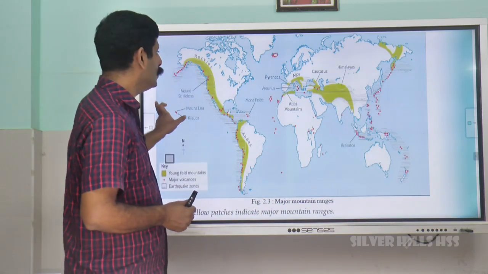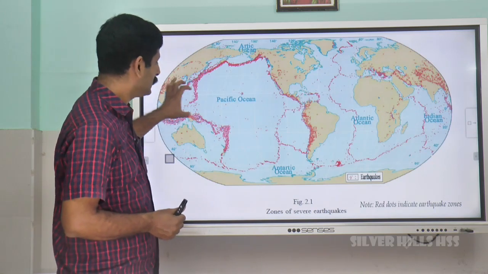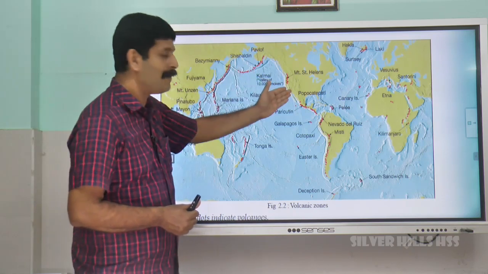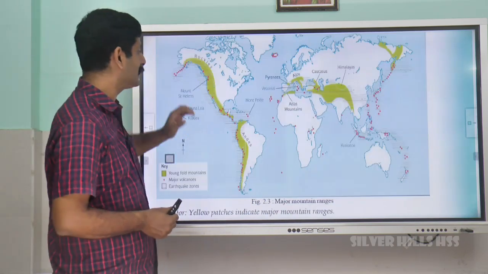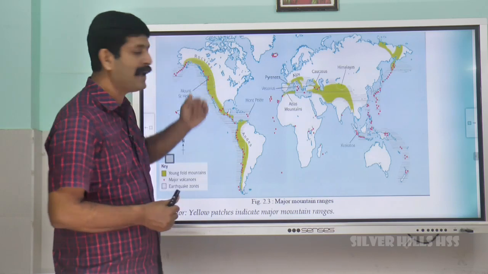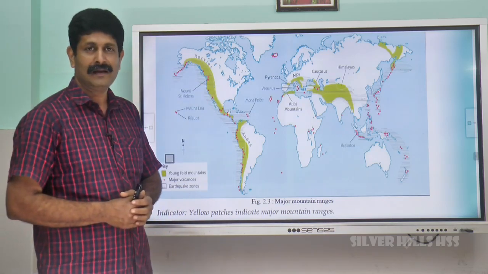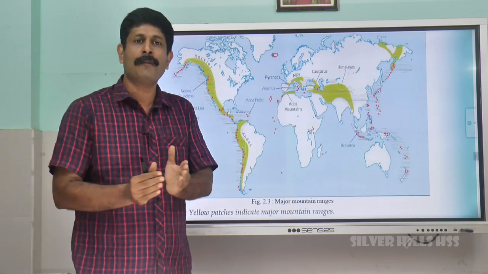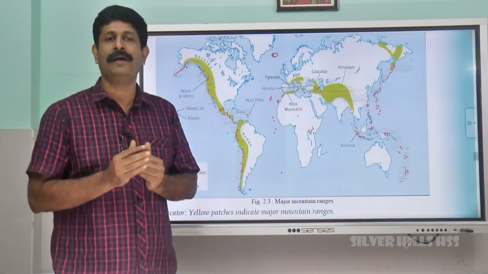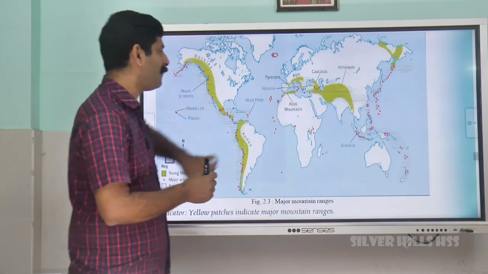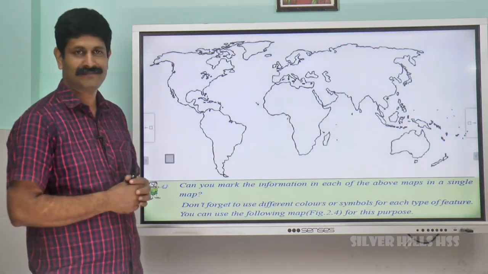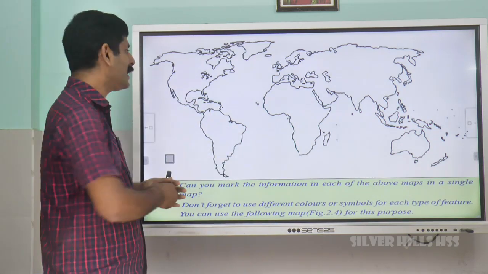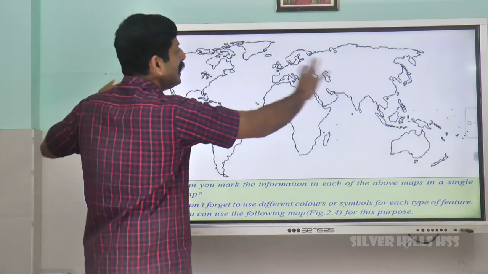Now we will go through the first one, the earthquakes. The second one, the volcanic zones. And the third one, the major mountain ranges. Now we will plot these three maps, incorporating all this information into one world map. We will put the volcanoes, mountains and earthquakes on the same world map.